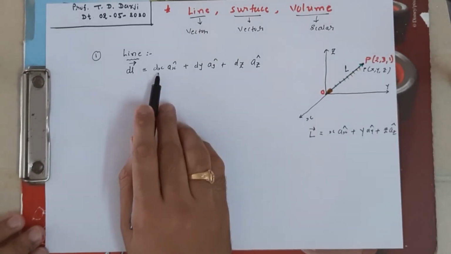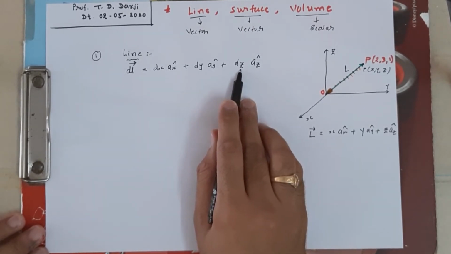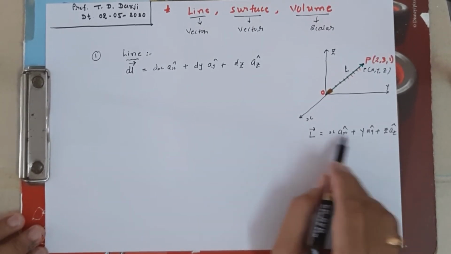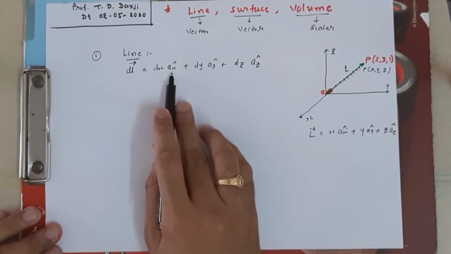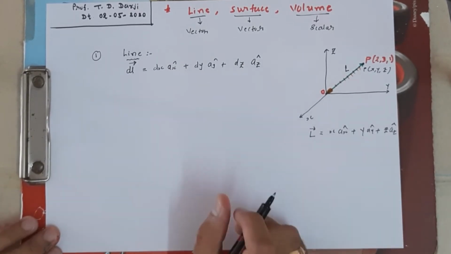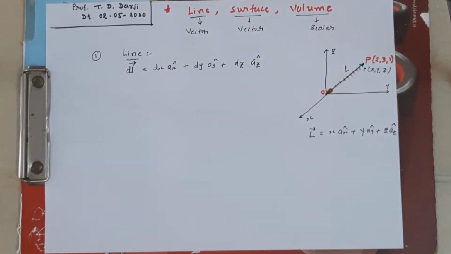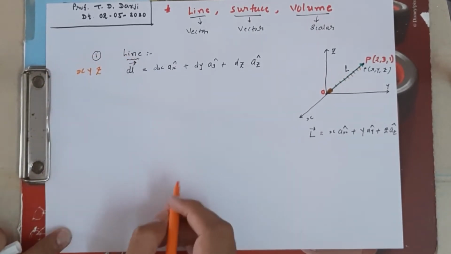Here dx means a differential portion in the x direction, dy a differential portion in the y direction, and dz a differential portion in the z direction. Just have to put d here. What are ax, ay and az? These are the unit vectors in the x, y and z directions. So I have to write the line equation in x, y and z coordinates. So these are the line equations for the Cartesian x, y and z coordinate system.